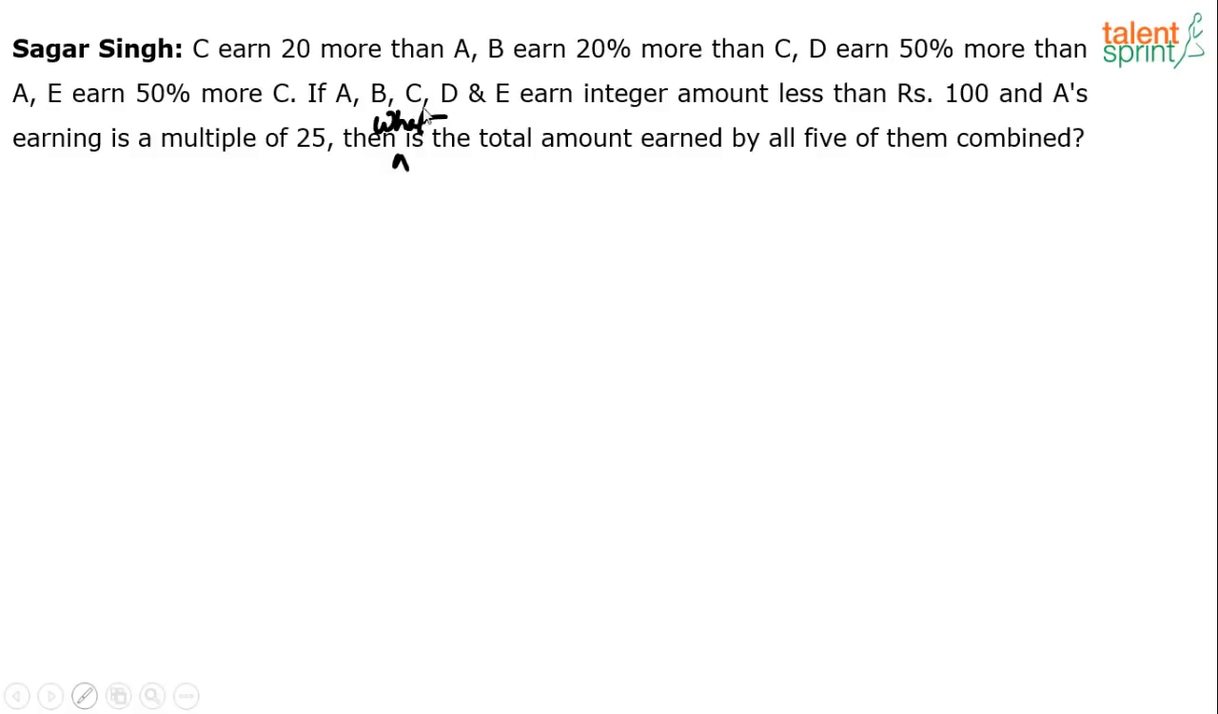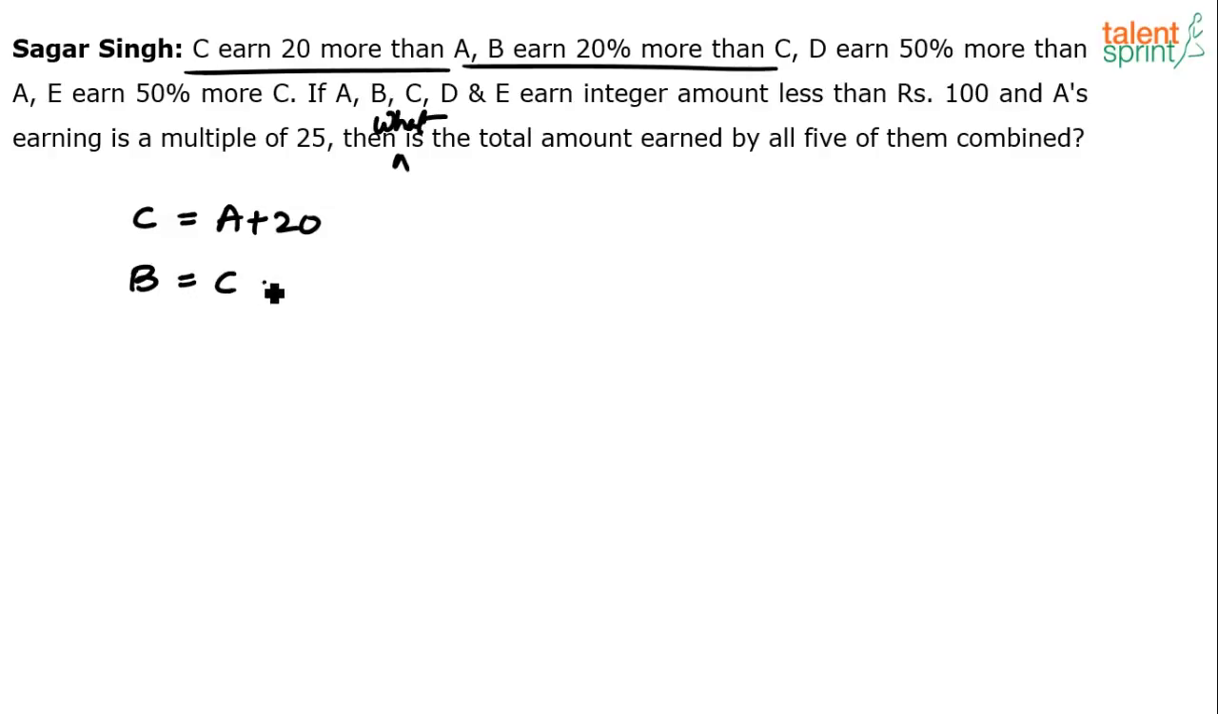So, interesting one here, he has given us relationships between these persons, A, B, C, D, E. The first part says C earns 20 more than A, which means C is equal to A plus 20. B earns 20% more than C, which means B will be equal to C plus 20%, which is 1.2C, right? 20% of C is 0.2C, so C plus 0.2C is 1.2C.